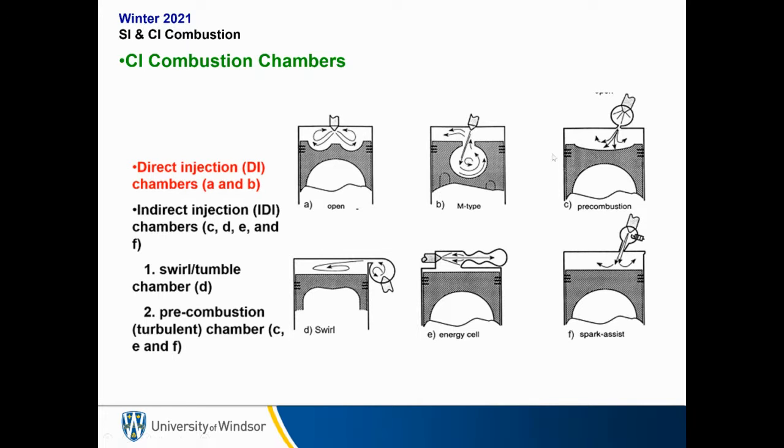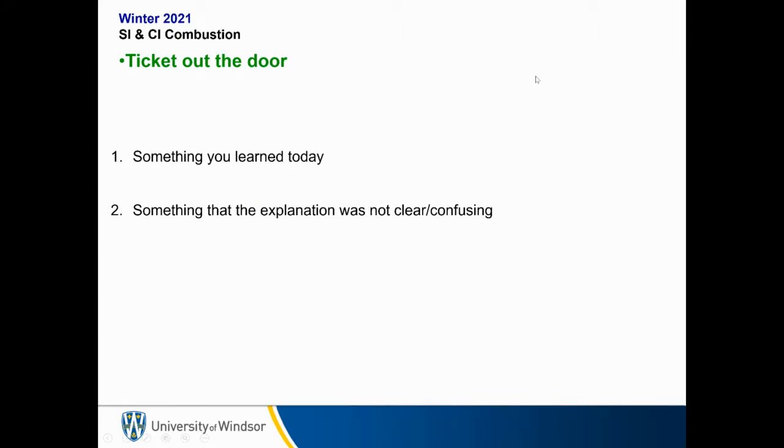We then have different types which are called indirect injection, i.e. there's injection of the fuel into this kind of pre-chamber type thing, which then goes into the main cylinder. So we have a pre-combustion where we actually have some combustion going on in the pre-chamber before it enters the main chamber. We have a swirl chamber, we have an energy cell type chamber, and then finally a spark assisted type chamber where we actually have a little spark in the pre-chamber to help kick off combustion. So these are different strategies for turbulence generation and also for starting off the combustion process. Now we're not going to go into the details of pros and cons of each of these in this particular course.